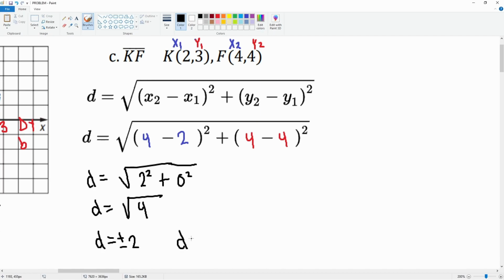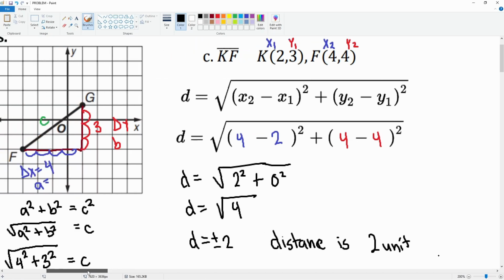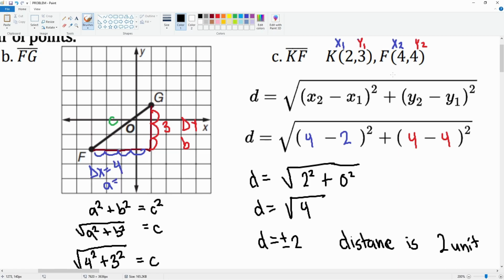So we can just say that the distance is 2 units. Okay, because we only take the positive value. So there you go. Let me repeat. You can either use the distance formula, or if it's on a graph, you can just use Pythagorean theorem to find the distance between 2 points.